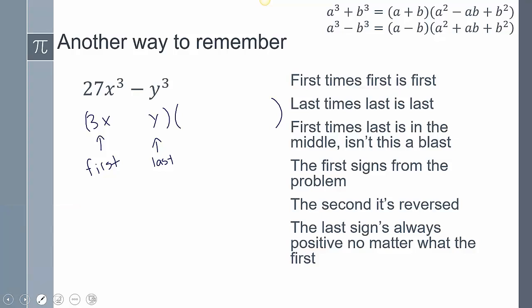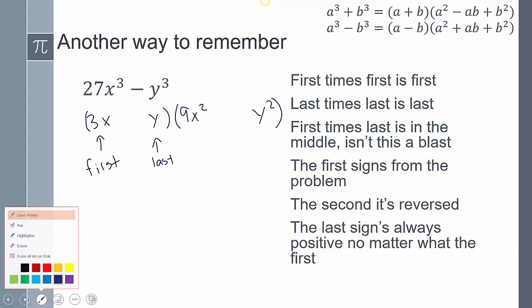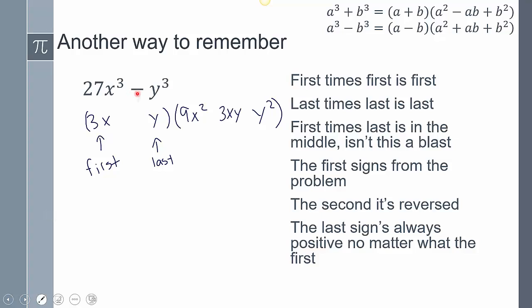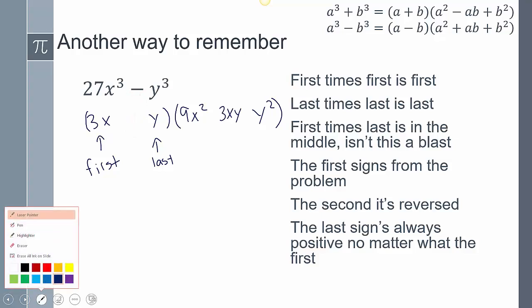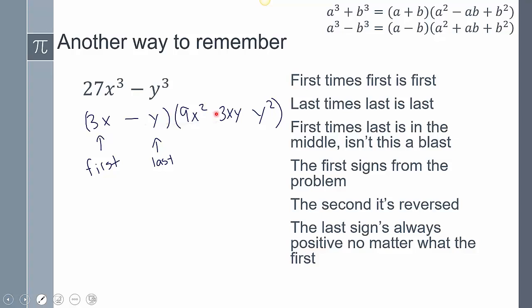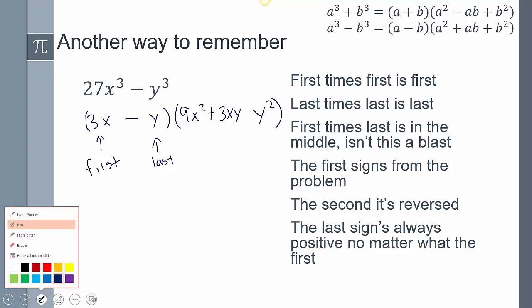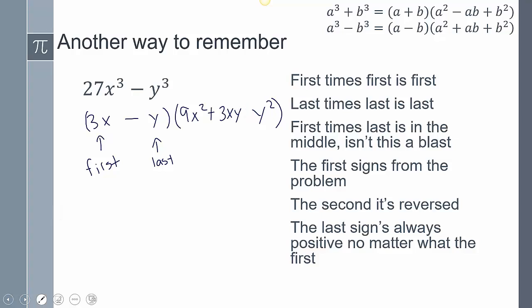First times first is first, last times last is last, first times last is in the middle, isn't this a blast? The first sign's from the problem, the second it's reversed. The last sign's always positive no matter what the first.